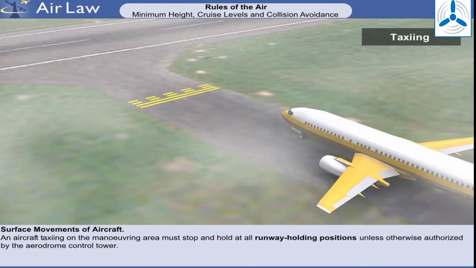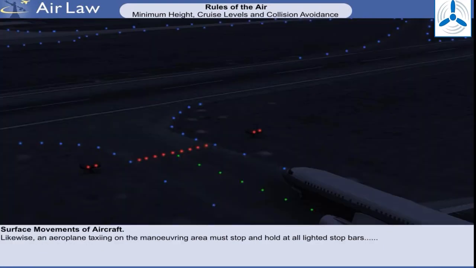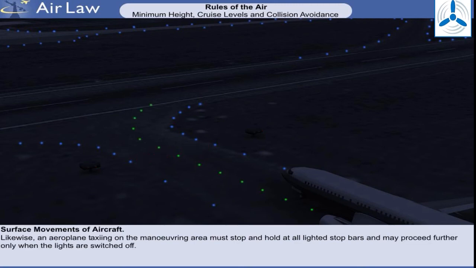Chapter 3 also contains rules governing the surface movement of aircraft. An aircraft taxiing on the maneuvering area must stop and hold at all runway holding positions, unless otherwise authorized by air traffic control. Likewise, an aircraft taxiing on the maneuvering area must stop and hold at all lighted stop bars, such as those shown here at a taxiway intersection. The aircraft may proceed further only when the lights are switched off.